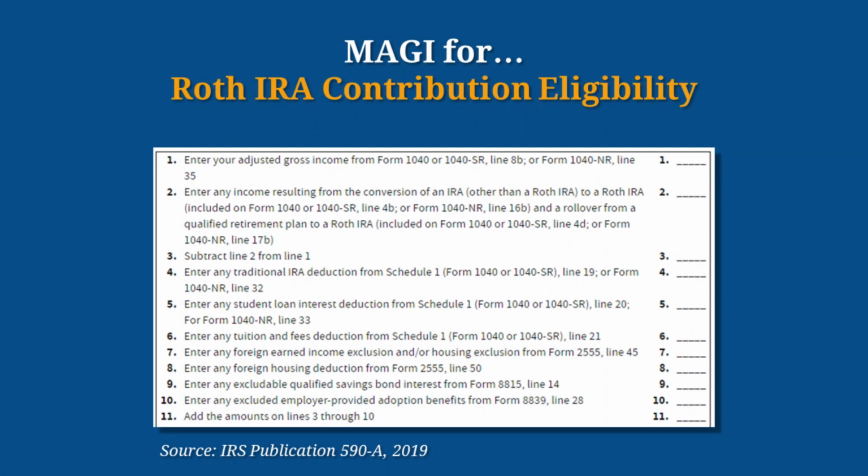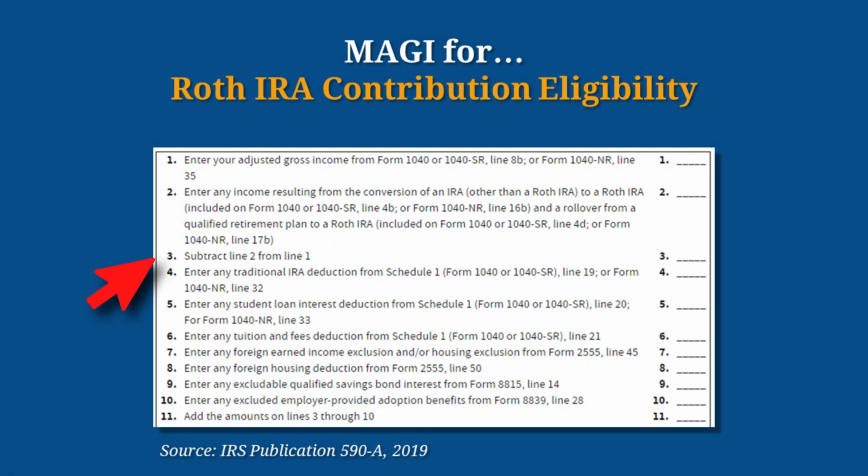The next MAGI is the one used to determine your eligibility to contribute to a Roth IRA. This MAGI is actually quite similar to the one we just discussed. First you start with your AGI, and then you subtract any Roth conversions you did for the year. This is important to know. While Roth conversions are typically taxable and therefore included in your AGI, for purposes of determining your eligibility to contribute to a Roth IRA, conversions do not count against you. In other words, they are not included in this MAGI.